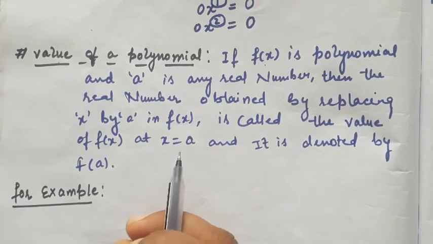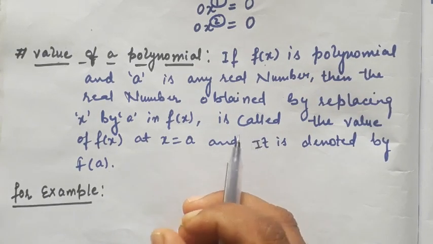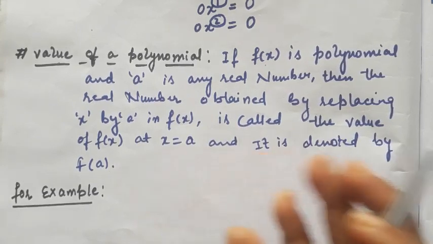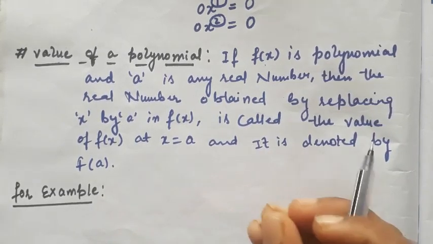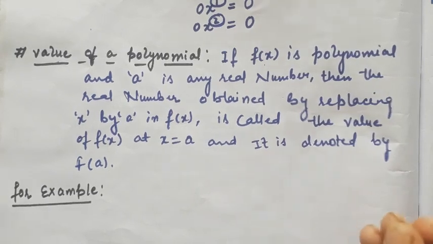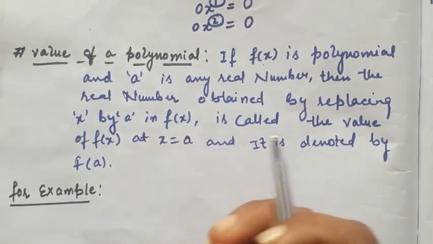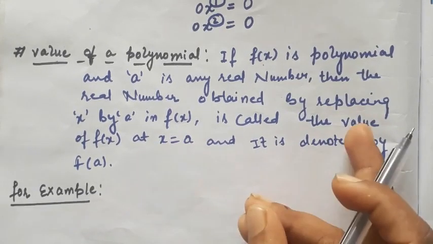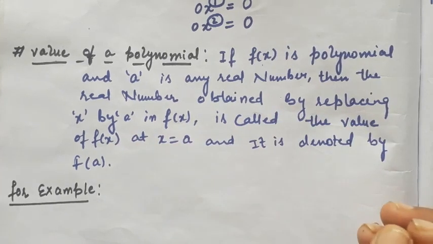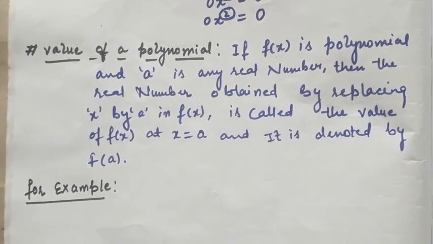In easy language, if you want to find the value of a polynomial at some value of x, then we need to replace x with that value to get the value of the polynomial. It can be made clearer by an example.